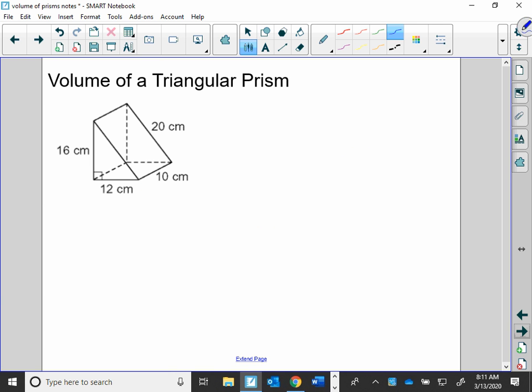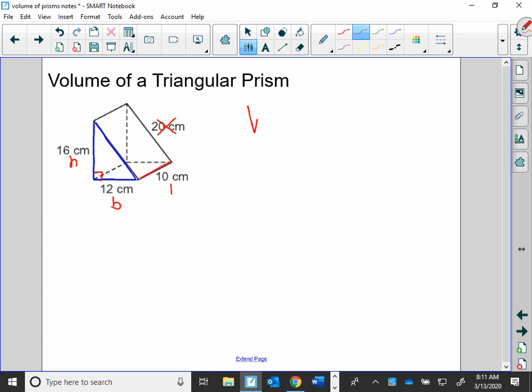So as I'm looking, I see that this is a triangle. I know that my right angle is right here to tell me it's a triangle, so I know this is my base and this is my height. Okay? This 20 centimeters is TMI, too much information. We are not going to use that. This is the length of our prism that we need to go with.